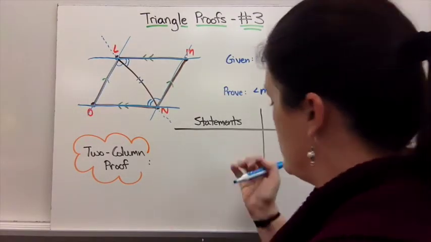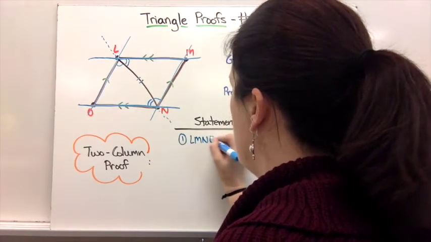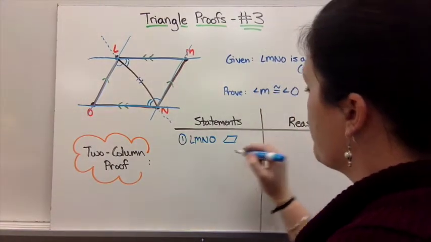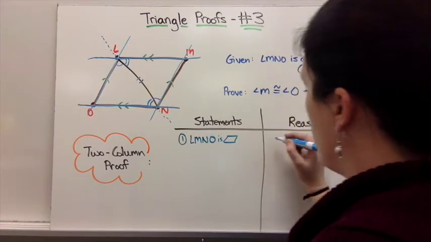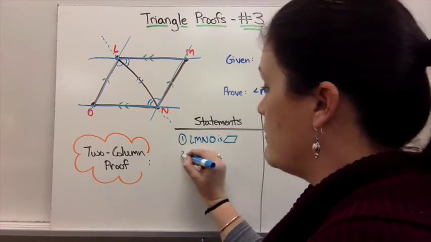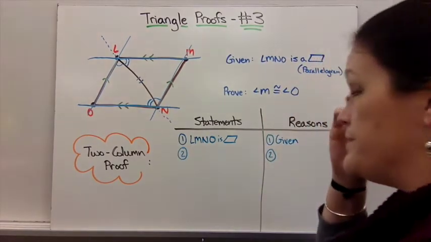So number 1 is our big given statement. We were given LMNO, and we can draw a little parallelogram symbol, is a parallelogram. And that was given. That's a lot of information. It looks like a small statement, but it gives us a lot of information.